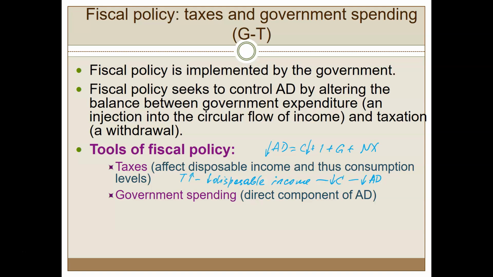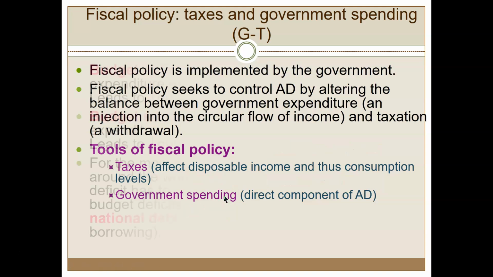On the other hand, government expenditure can also be used to change aggregate demand because this is a component of aggregate demand. For example, we might want to reduce government expenditure, right? This will lead to a reduction in one of the components of aggregate demand, and the effect is very simple. It leads to lower aggregate demand straight away. So we can use this in order to manipulate aggregate demand. We can use these two tools.